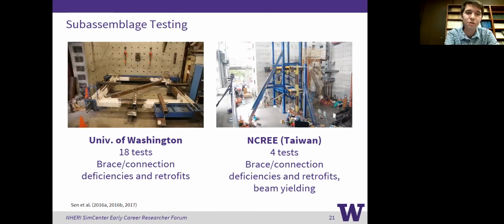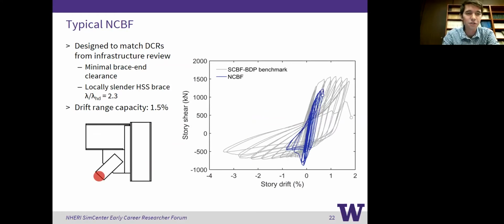So we set about doing some sub-assemblage testing, and there were 18 tests performed at the University of Washington and 4 tests done at the National Center for Research on Earthquake Engineering in Taiwan. I just want to highlight some of the results. You see that a typical NCBF has a drastically reduced deformation capacity compared to an SCBF. The deformation capacity is defined as when we lose significant lateral resistance.